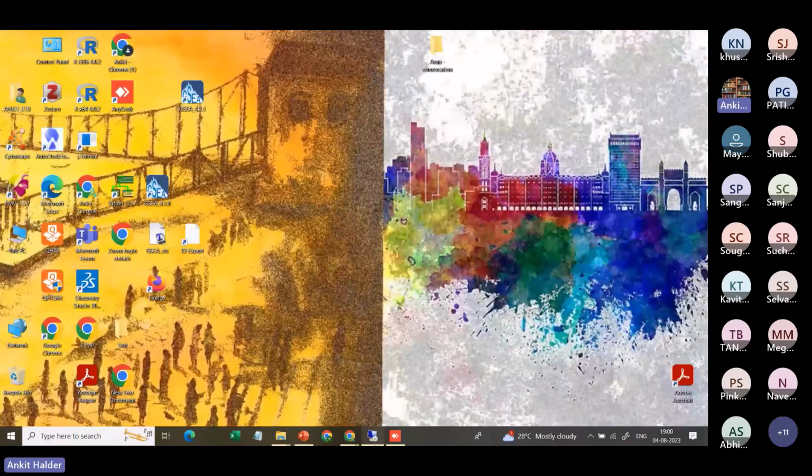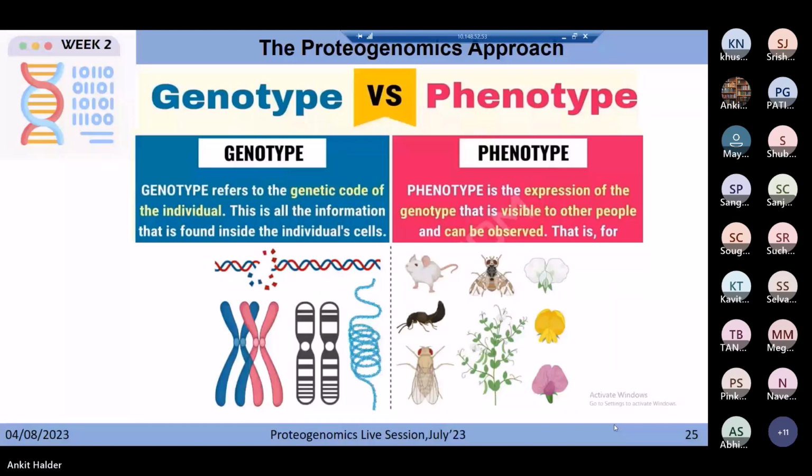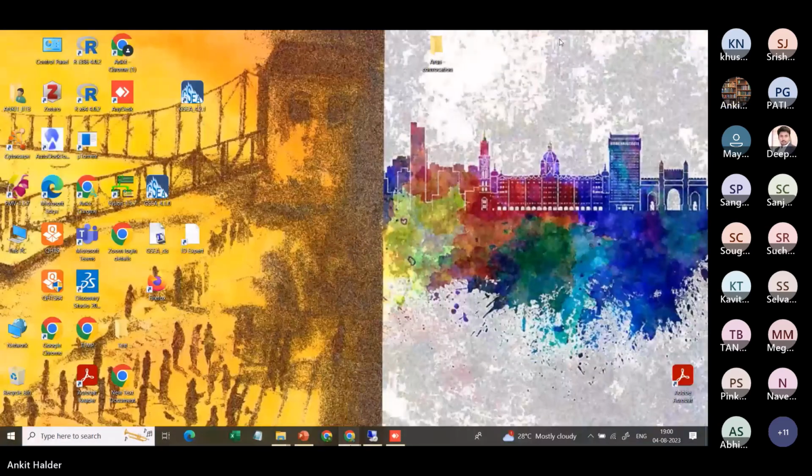Okay. So another phenomenon is genotype versus phenotype. Can everyone please mute yourself? Let me see Ankit, who is on mute.